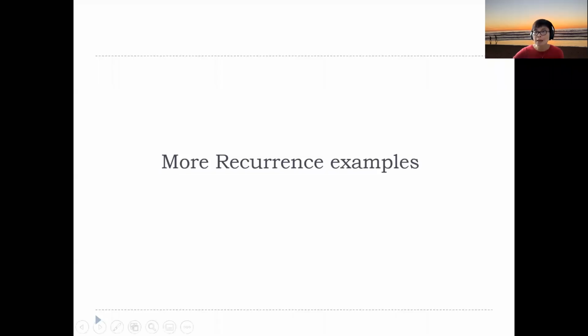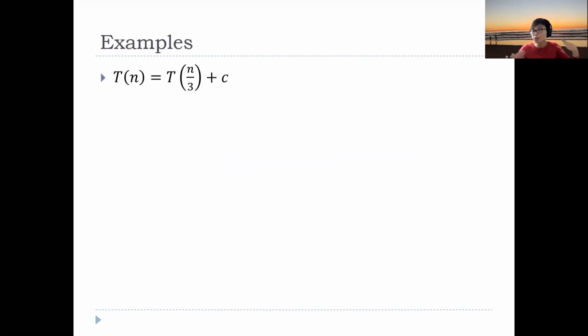I want to use the remaining time just to give you a few more examples of solving recurrences. As I said, this comes naturally from recursive algorithms. Next time for sorting, we're going to see yet another recursive algorithm and its time complexity. But here let's just go through some examples. I'm not going to give the real algorithm, but just the recurrence itself, and we want to see how to solve that efficiently.